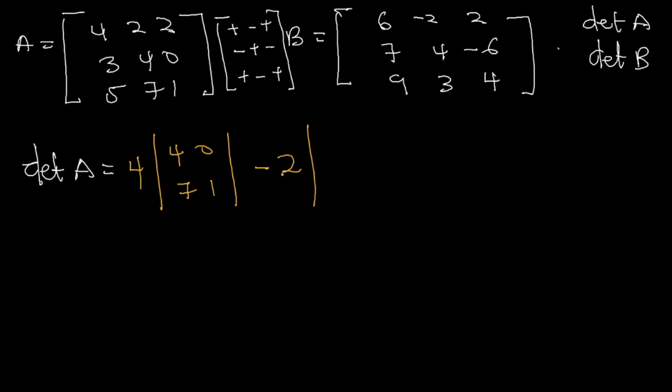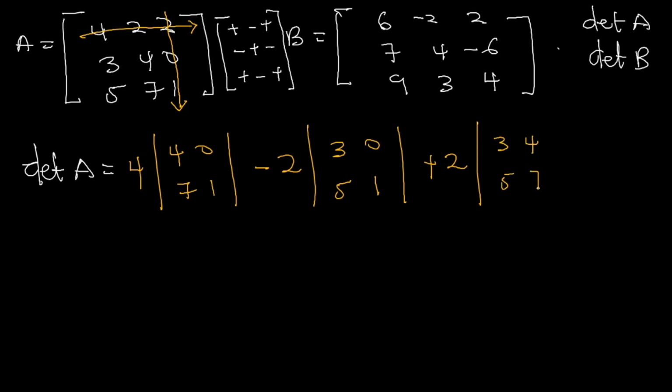if we take this 2 and the sign is minus, so it becomes minus 2, then we cancel this row and this column. So we are left with 3, 0, 5, 1, then plus the third element over here, which is still 2. Then we take this element, so we cancel this row, this column, and this row. So we are having 3, 4, 5, 7.